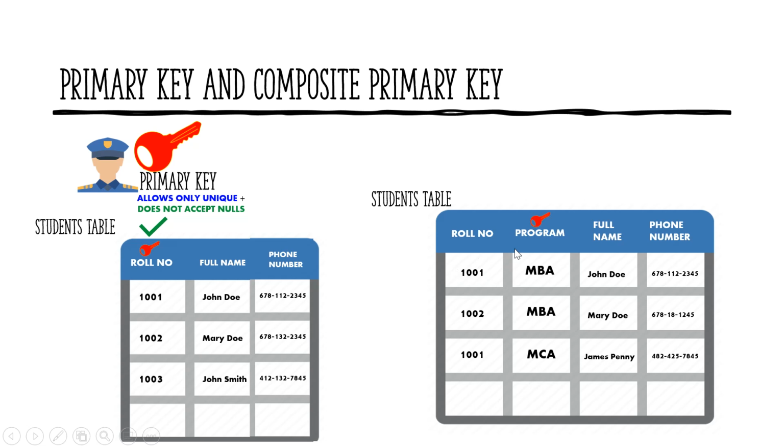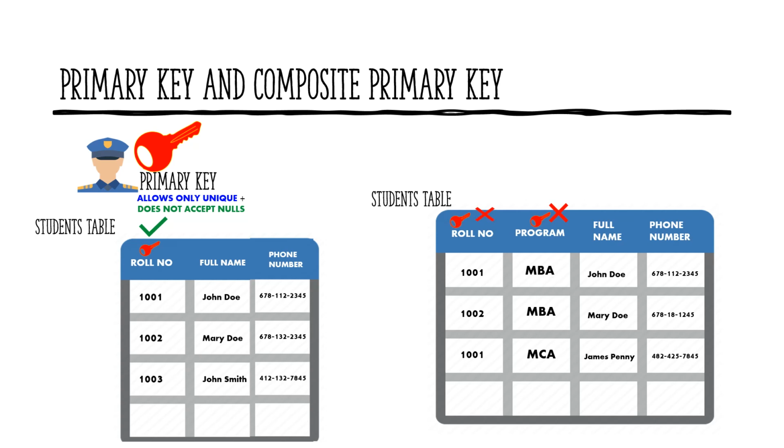So you might think, okay, let's take the program as the primary key. Can we do that? No, we cannot, because the program is duplicated as well, and the primary key does not allow duplicates. It allows only unique values, so we cannot use the roll number nor the program column.